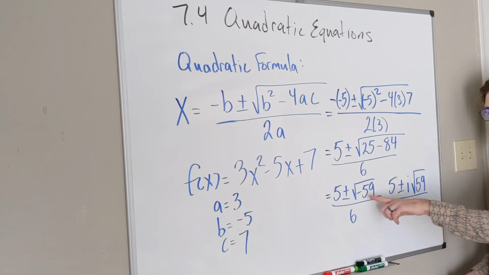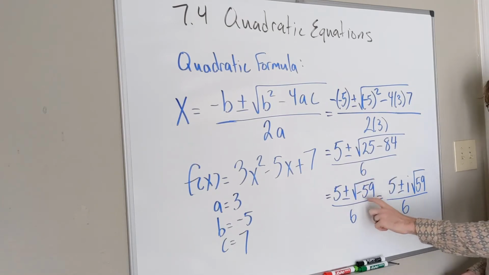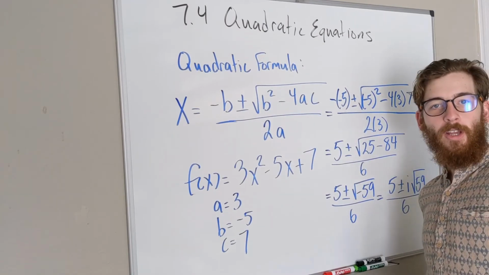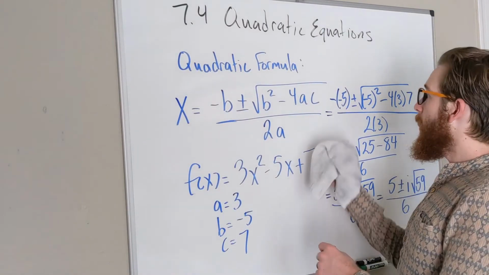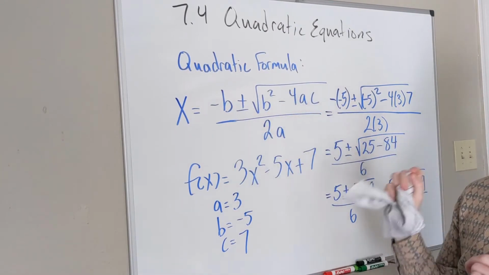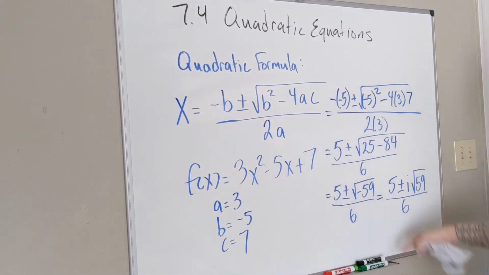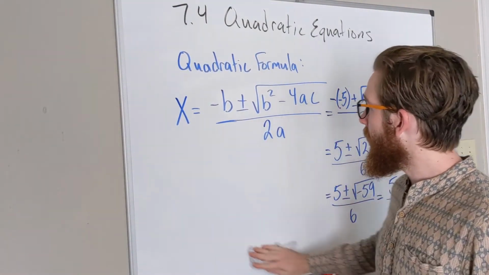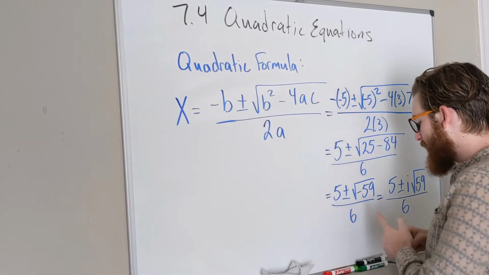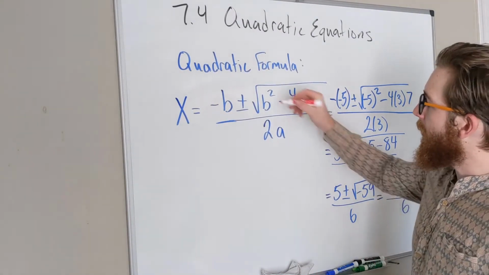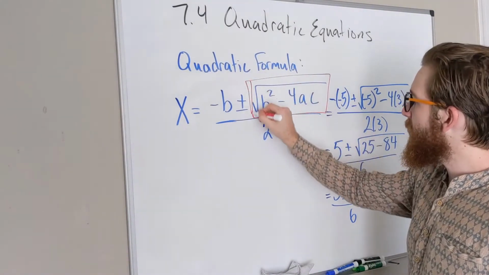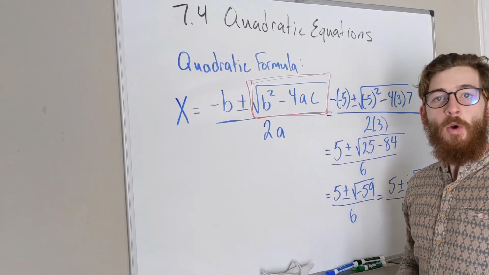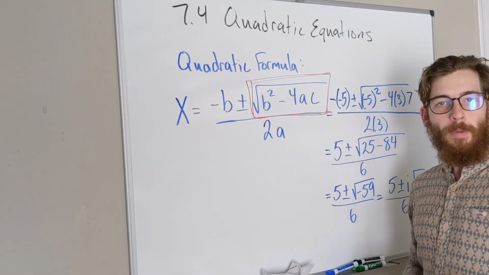So now you can kind of see how this thing, this discriminant, can tell us whether or not we're going to have real or imaginary solutions. So the quadratic formula is extremely useful. It works 100% of the time. Now, let's look at the discriminant. The thing that I'm going to box in red here is called the discriminant. Okay? This is the discriminant. And that determines whether the solutions will be real or imaginary.